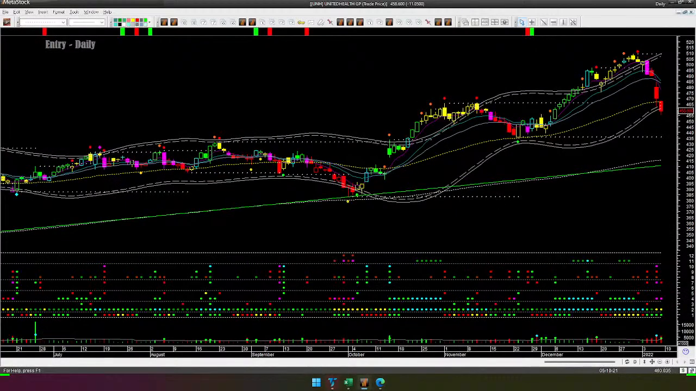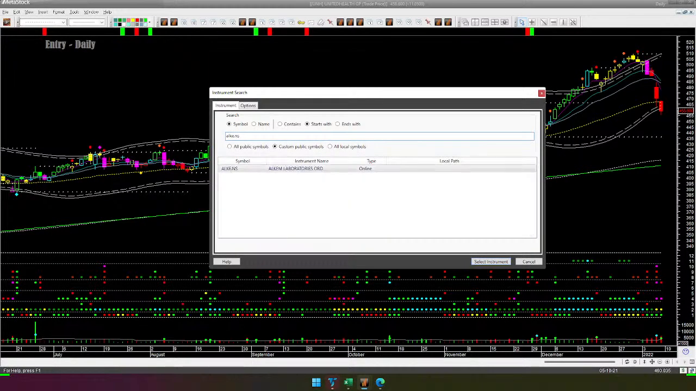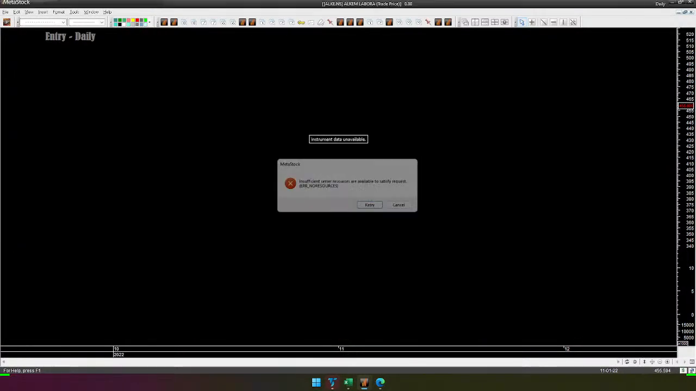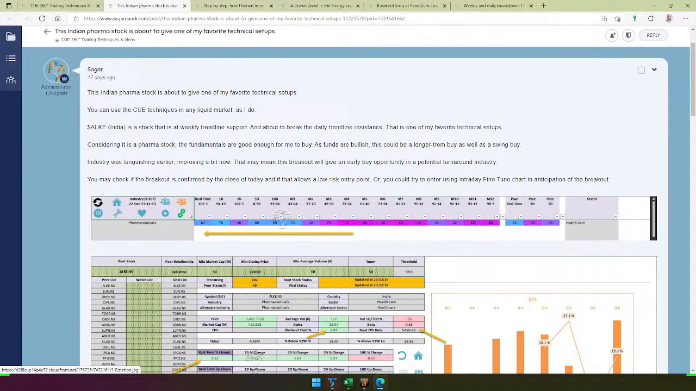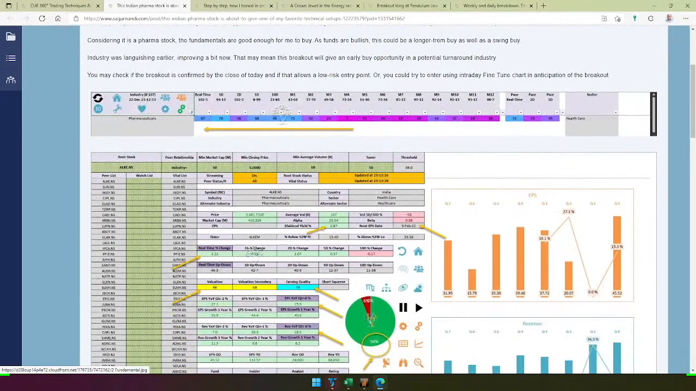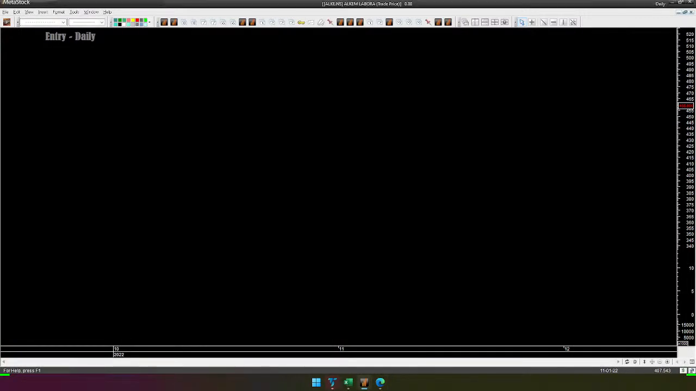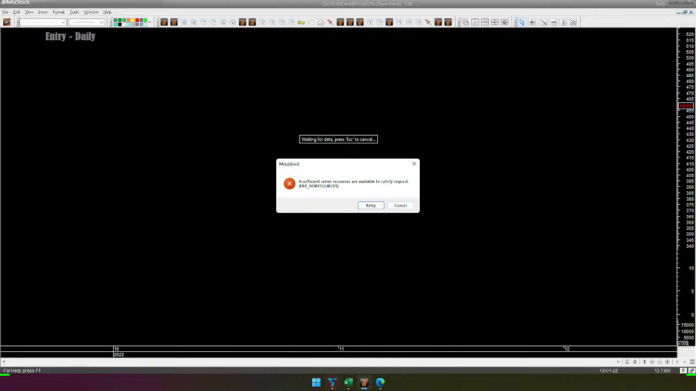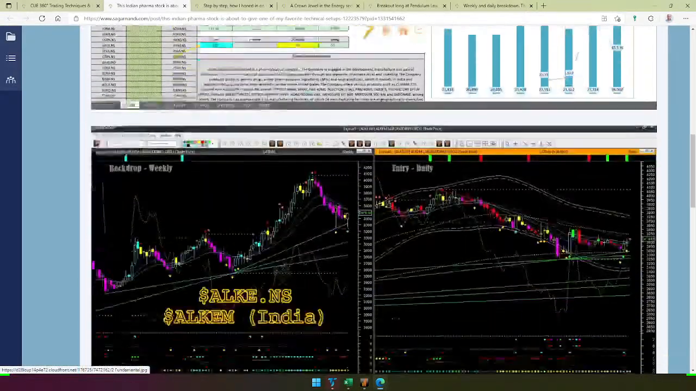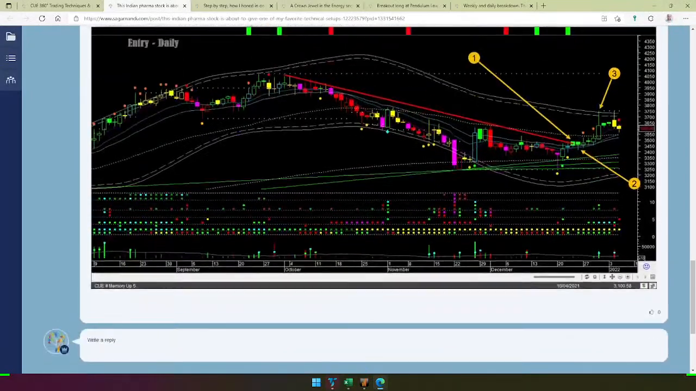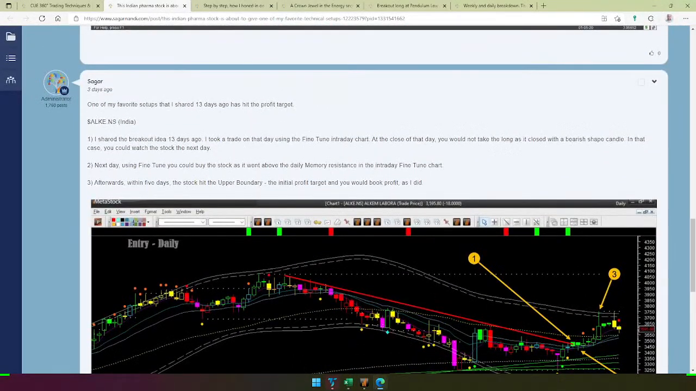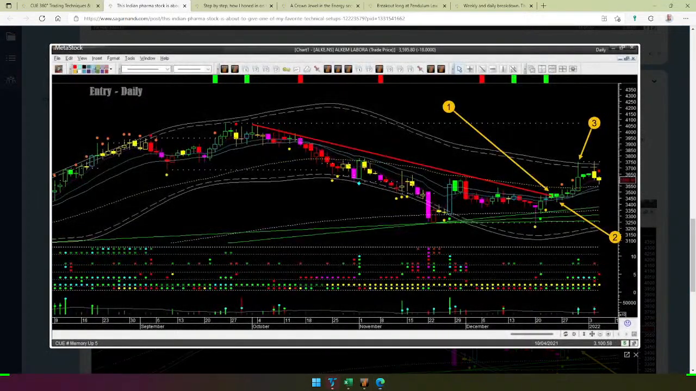Let's look at the stock now. ALKE.NS. Sorry, let's look at the symbol again. ALKENS. Okay, not able to retrieve. Let's see if I followed up the post. Yes. 3 days ago, I followed up. Let's look at the chart.